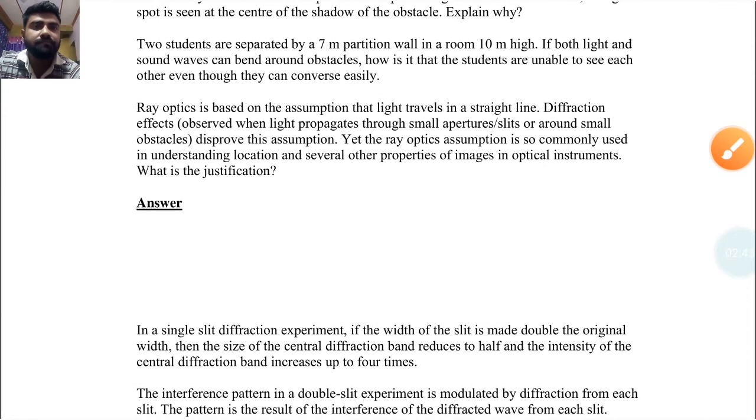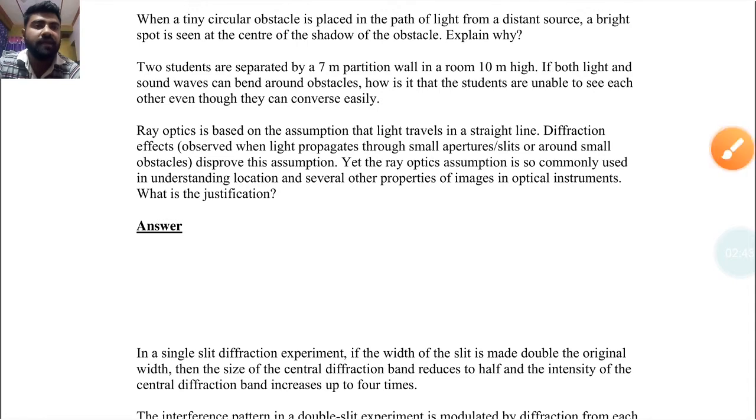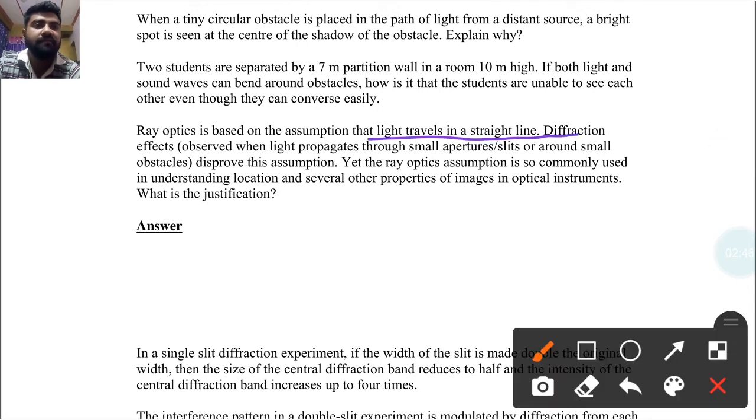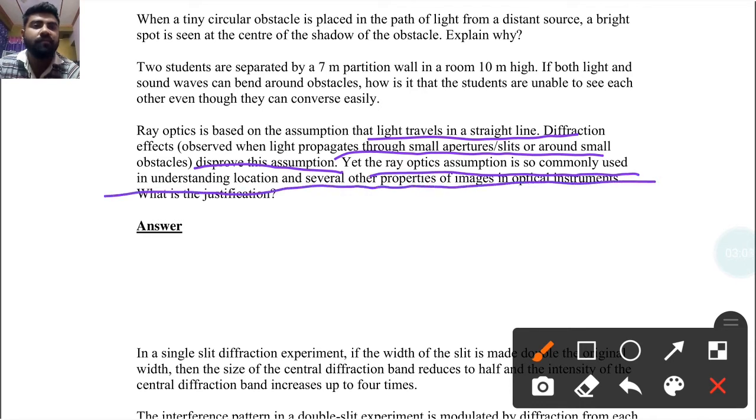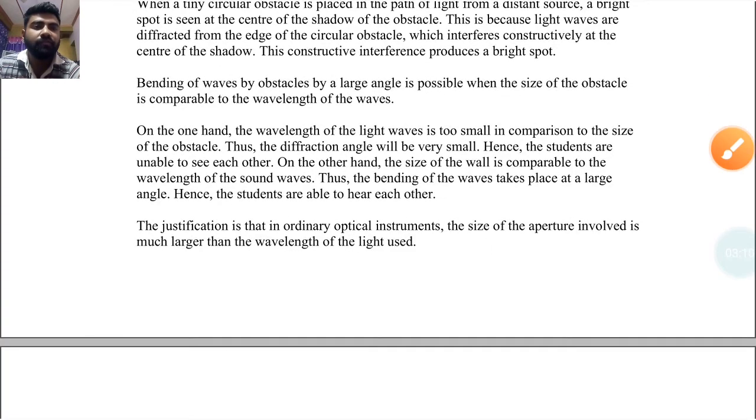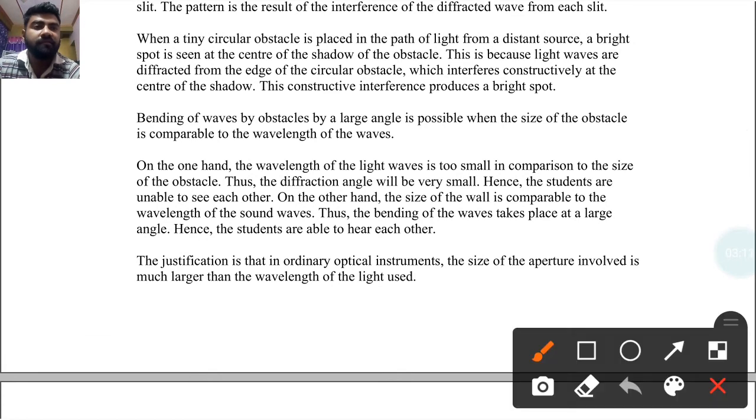And then, ray optics is based on the assumption that light travels in a straight line. Diffraction effects observed when light propagates through small aperture slits or around small obstacles disprove this assumption. Yet the ray optics assumption is so commonly used in understanding the location and several other properties of images in optical instruments. What is the justification? So here, the justification is that in ordinary optical instruments, the size of the aperture involved is much larger than the wavelength of the light used.